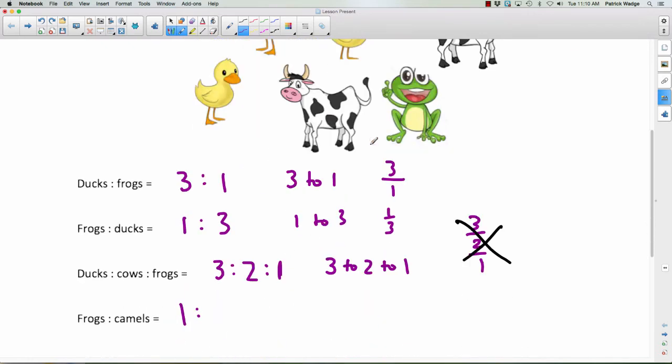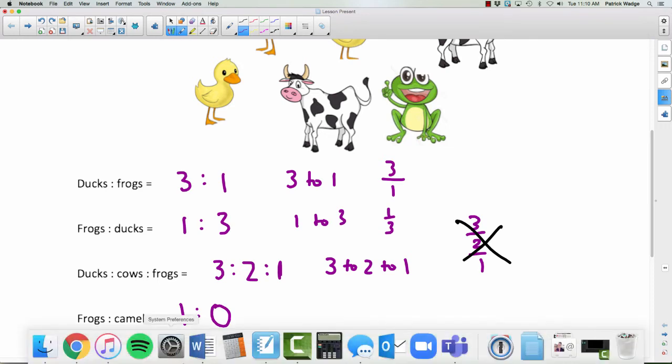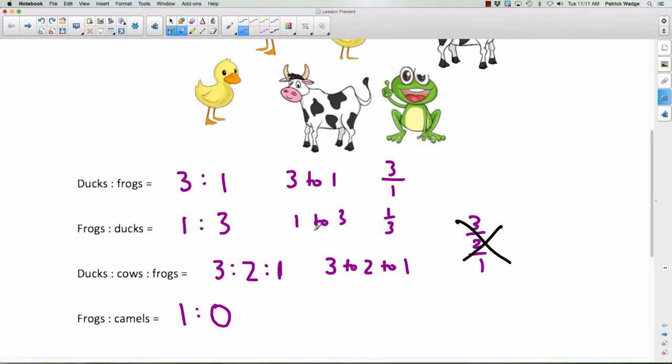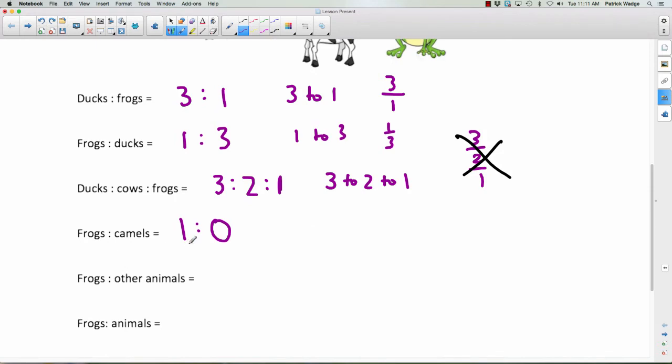There's no camels. So we put 1 to 0. Who cares? It's fine. When you talk about ratios, you can definitely have zeros. So 1 frog to no camels. Next one. Frogs to other animals.